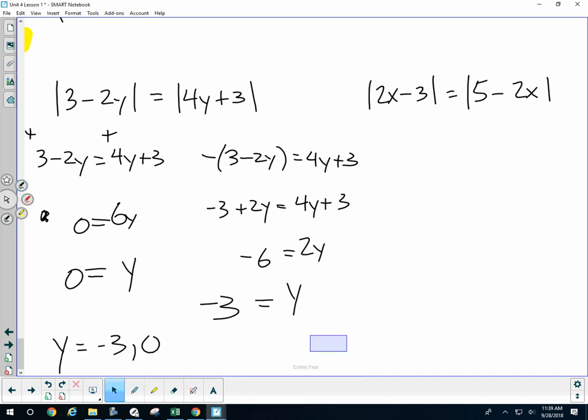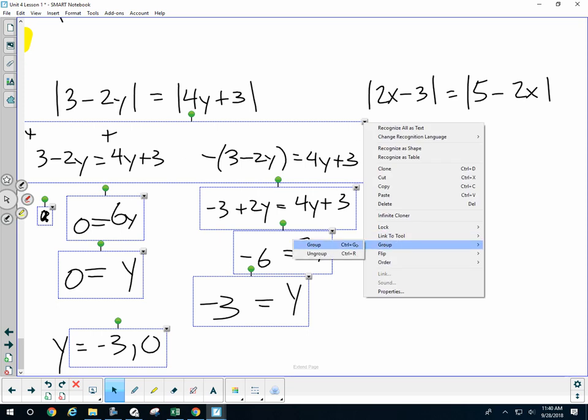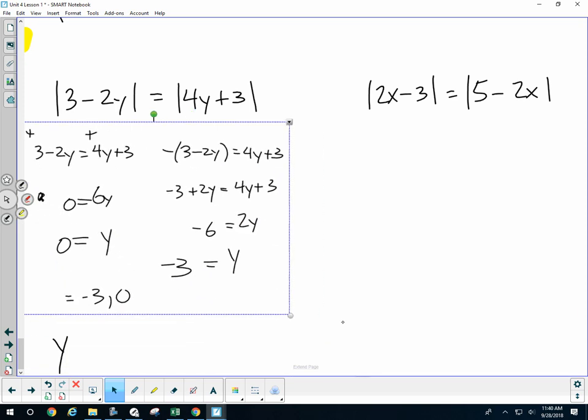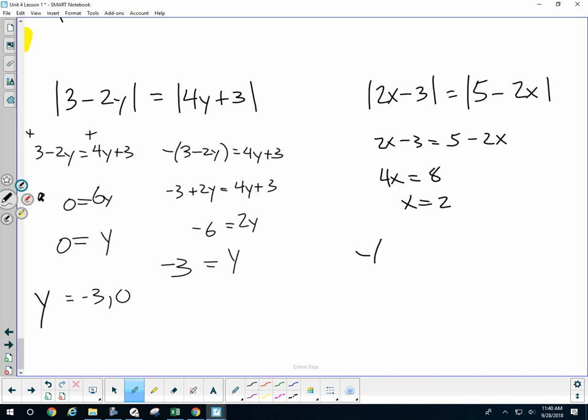Last one. Two situations, absolute values on both sides. Both equations have the same sign, or the equations have opposite signs. Doesn't matter which side you put the negative on, as long as you put it on one of the sides.